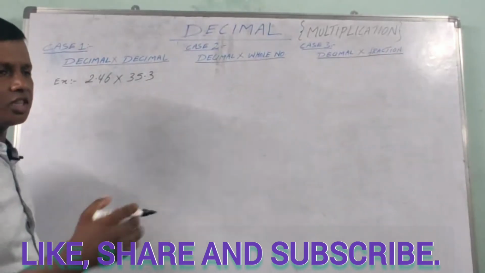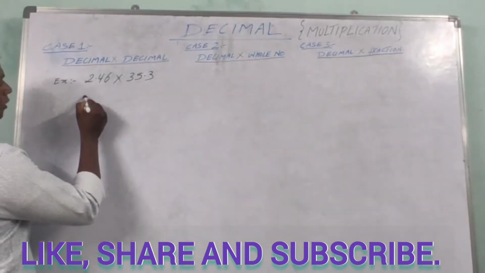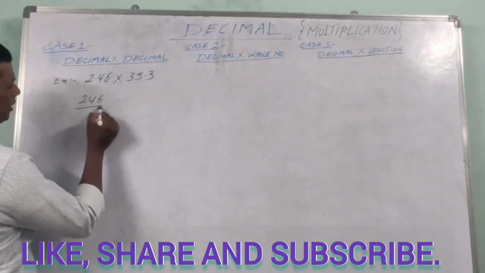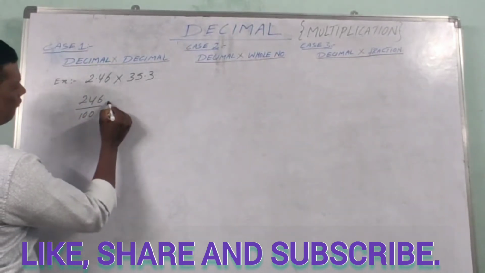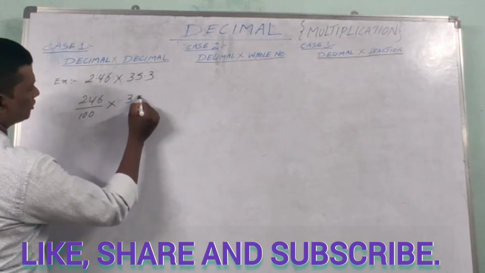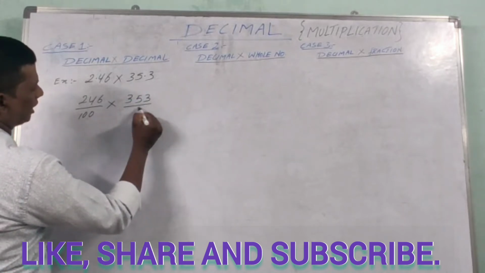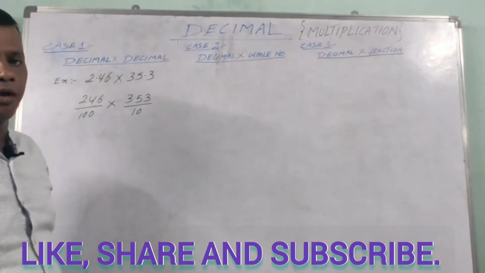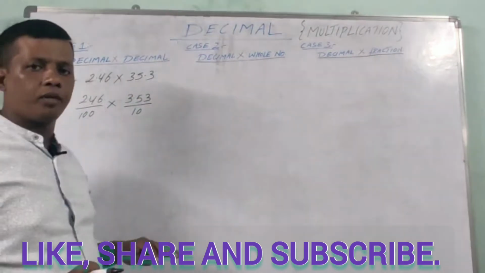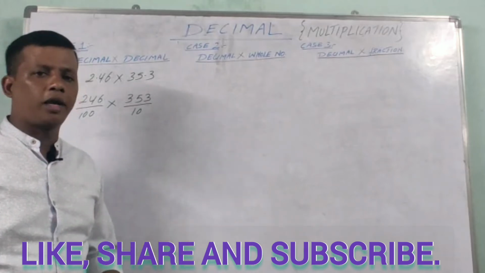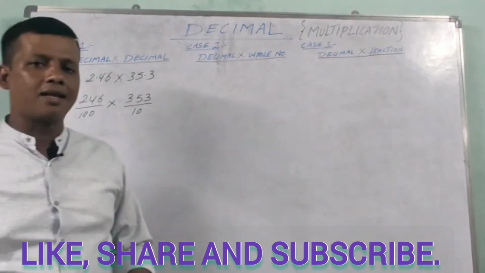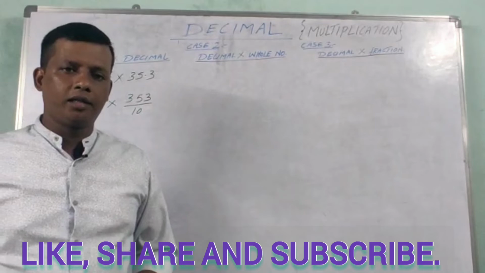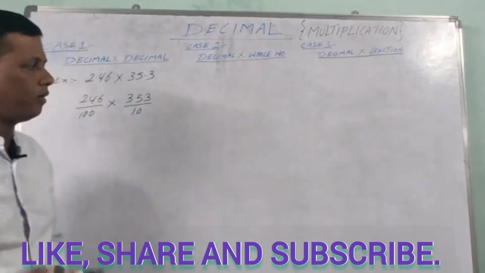Now convert this decimal into fraction form. 246 by 100, since we have two digits after the decimal point, and this will be 353 divided by 10, since we have one digit after the decimal point. Now both are in fraction form and in multiplication. You can go to my channel and there you can see how to multiply a fraction with a fraction. There you will have the detail.